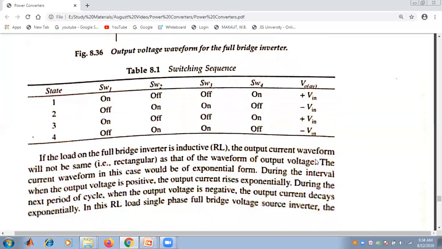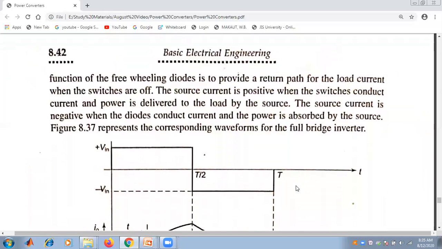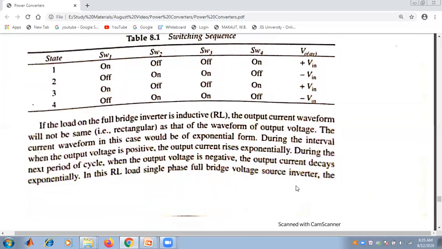If the load of the full bridge inverter is inductive, that means an RL load, the output current waveform will not be the same. It is not the rectangular waveform of the output voltage. It will follow the exponential form. During the interval when the output voltage is positive, the output current will rise exponentially. During the next cycle, when the output voltage is negative, the output current will decay exponentially.